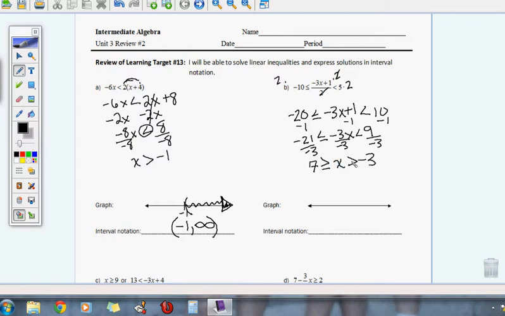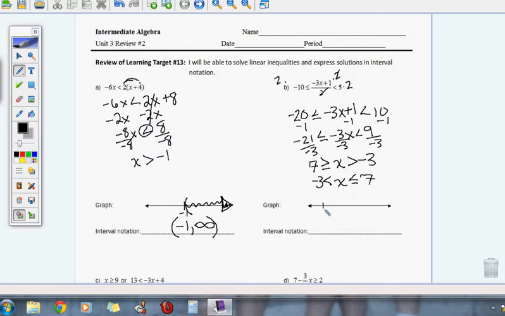Now, you see our signs are pointed in the other direction. I've got my smaller value on the right, my bigger value on the left, and I don't like looking at it like that. So I'm going to rewrite it backwards. Make sure you flip those signs if you do that. So negative 3 is less than x, which is less than or equal to 7. And this is a lot easier to graph.